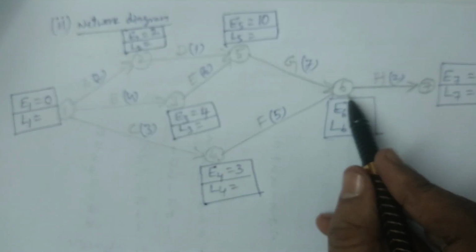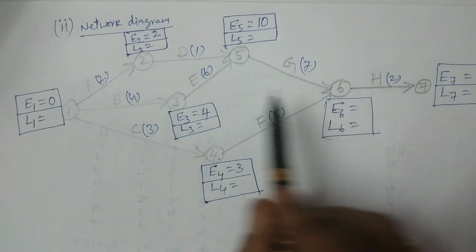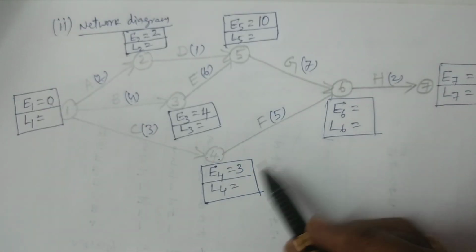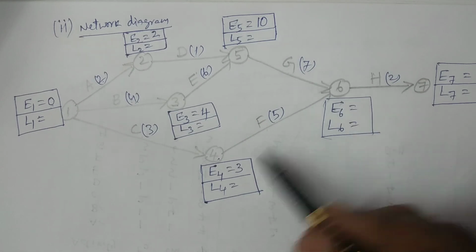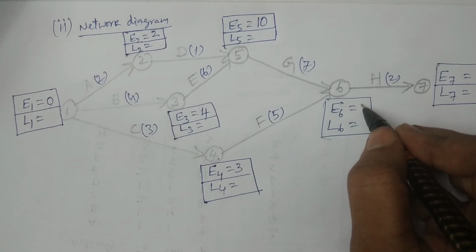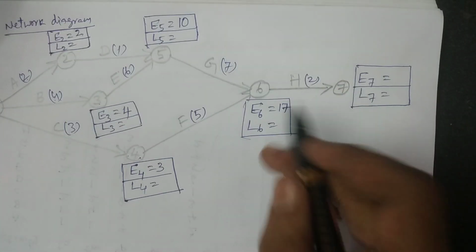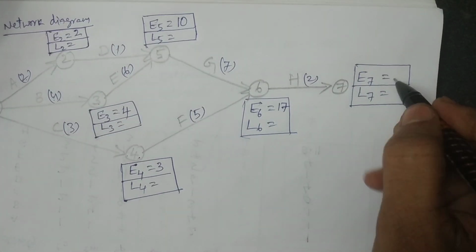And coming to the sixth one, we have two connectors. Coming from 5 to 6, 10 plus 7, 17. And coming from 4 to 6, 3 plus 5, 8. Hence it is 17, the maximum. And for the last one, we have only one connector, 6 to 7. Therefore, 17 plus 2, it is 19.